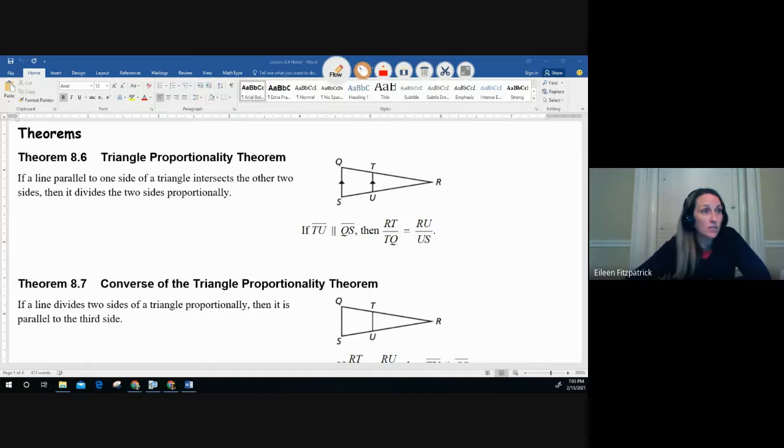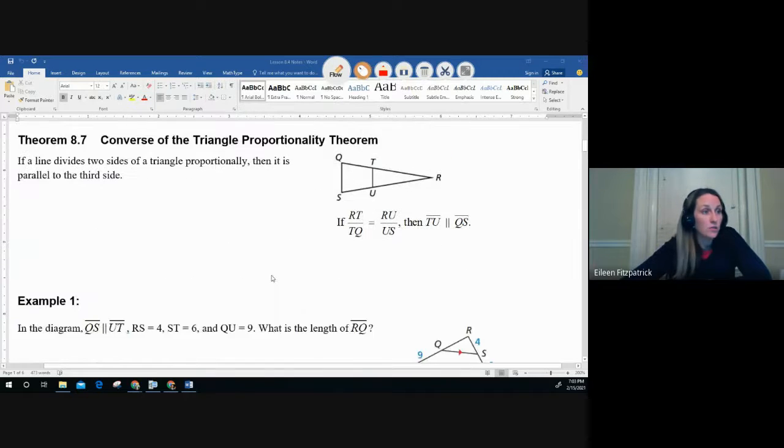The next theorem is just the converse of the first. So this theorem says that if the sides are divided proportionally, then you'll know that this line is parallel to that. We're going to use that in one of our examples in just a minute.